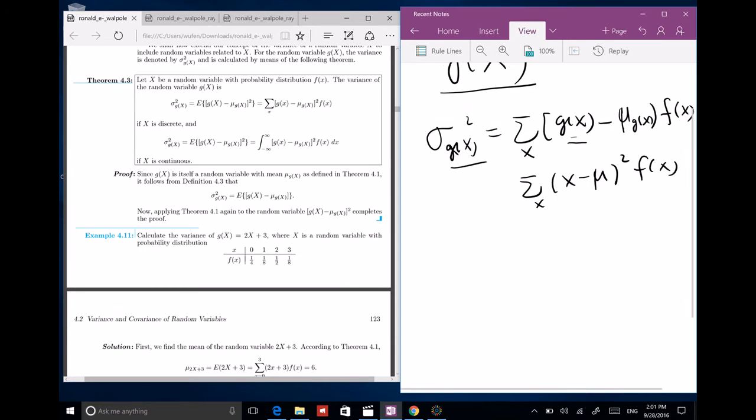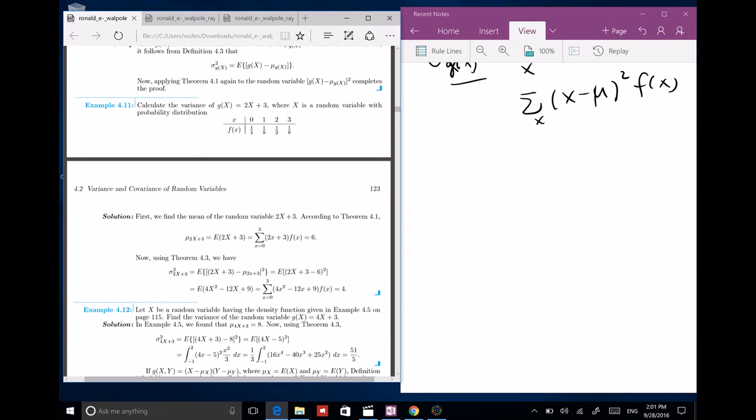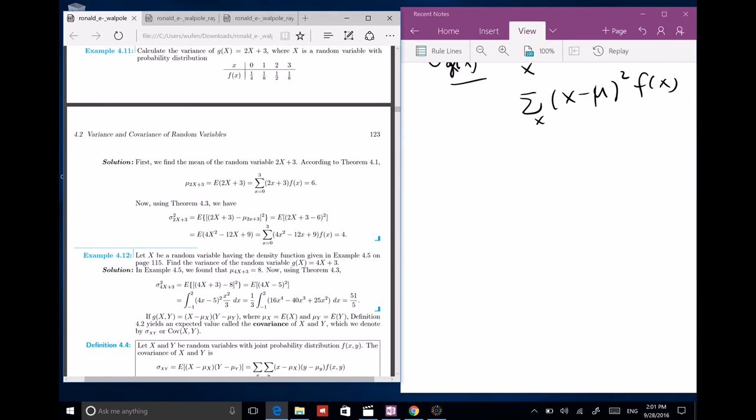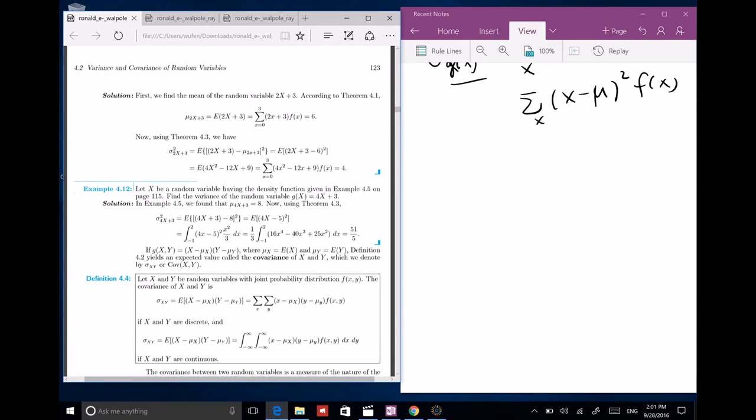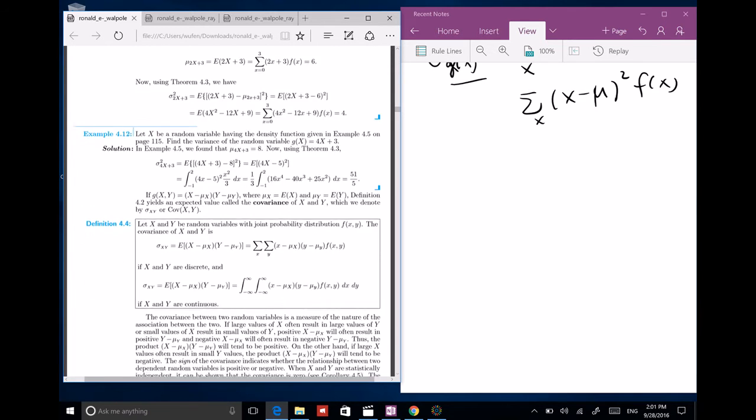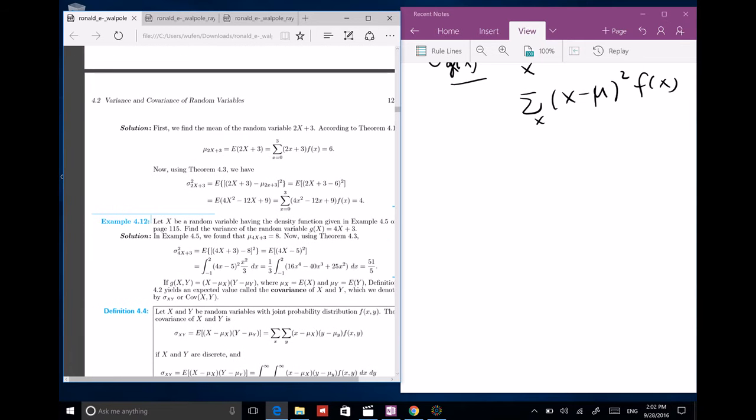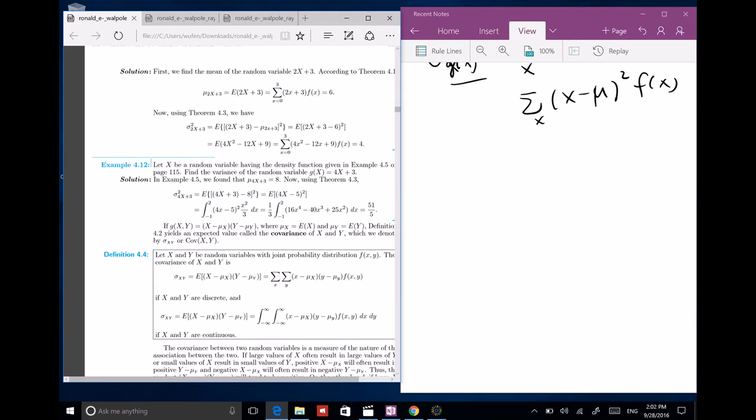It's also pretty straightforward. You look at this example, and it's pretty straightforward. Just have some practice. And there is another example of a function g(x). Suppose g(x) equals 4x plus 3, Example 4.12. If g(x) is a function, you plug the function into the formula. If it's a continuous function, take the integral of (g(x) minus mu) square times f(x).